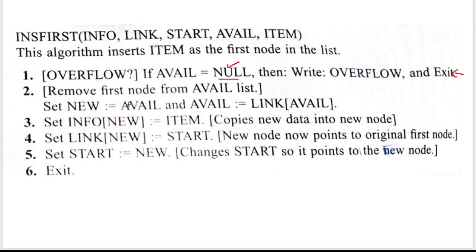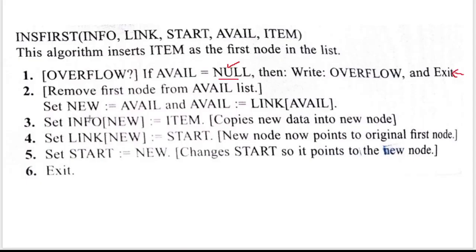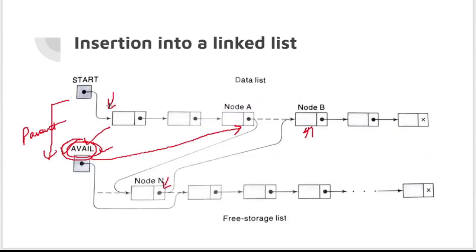So first thing is, we will remove the first node from the available list, because we want to store the item which has been received to us, which we will need to insert to the already available linked list. So we have created one variable onto which we have stored the address of first node of available. So inside avail, you can see this avail stores the address of first node of available list.